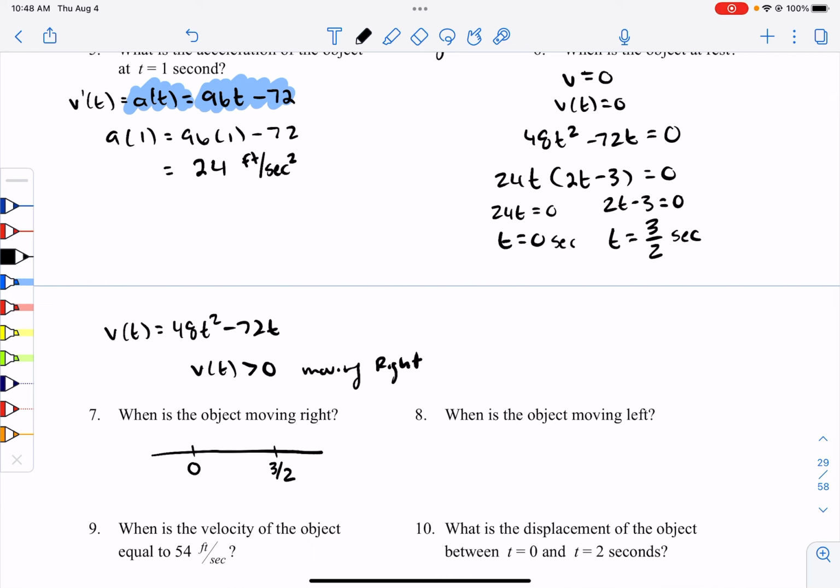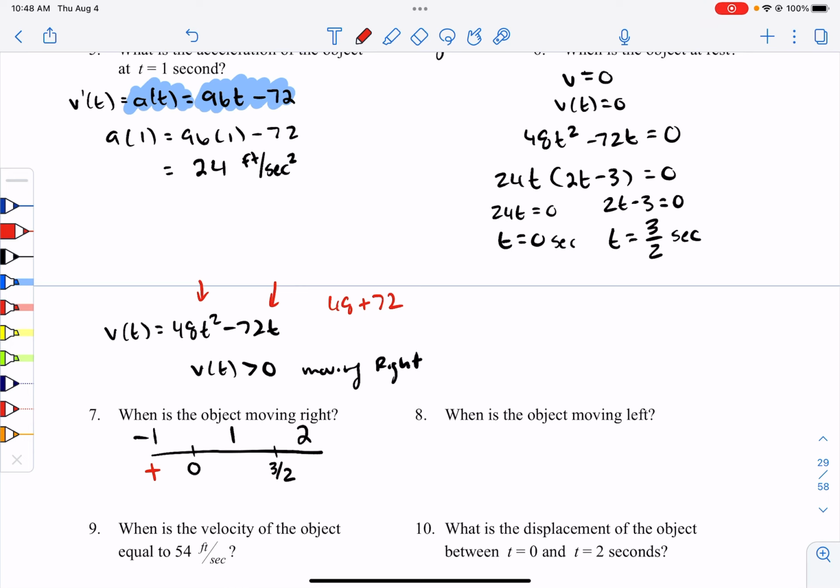So I'm going to pick a number in between those points. And I'm going to pick the easiest number I can. I'm going to pick 1, and I'm going to pick -1, and I'm going to pick 2. Okay? So what I want to know is what's my velocity doing before 0? What's it doing at -1? So if I plug a -1 in right here, what do I get? I get 48 plus 72. I don't care what the number is. What I care about is 48 plus 72. That's positive. My velocity is positive at -1.